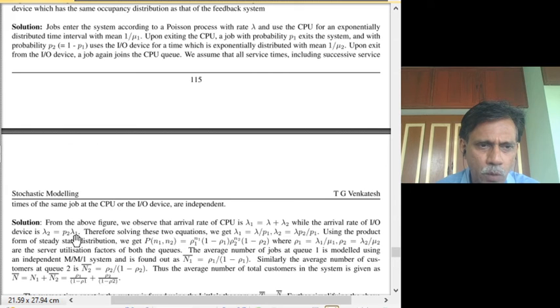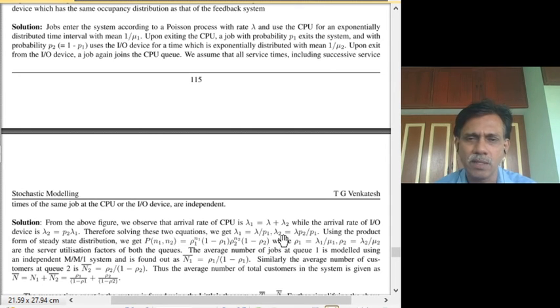If you substitute this P2 lambda 1 in this place, then we will get lambda 1 is equal to lambda plus P2 lambda 1. On taking it to this side, 1 minus P2 into lambda 1 is equal to lambda. 1 minus P2 is P1. So P1 lambda 1 is equal to lambda. Therefore, we get lambda 1 is equal to lambda by P1. And again, if you substitute this lambda 1 in this place, you will get lambda 2 is equal to P2 into lambda by P1.